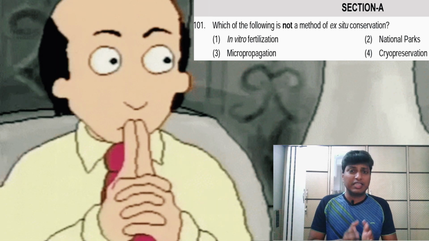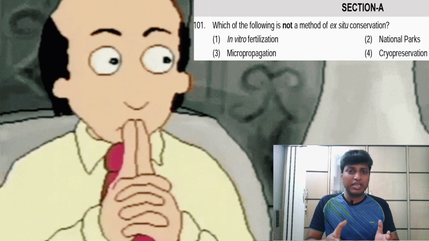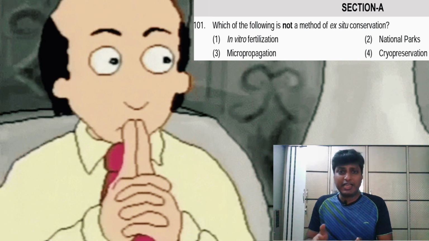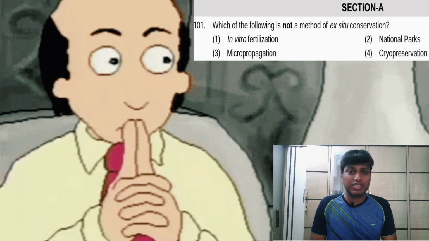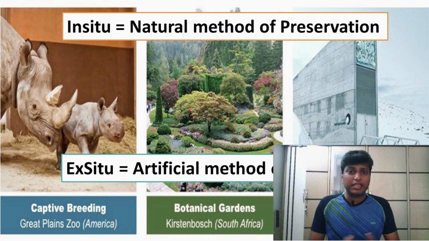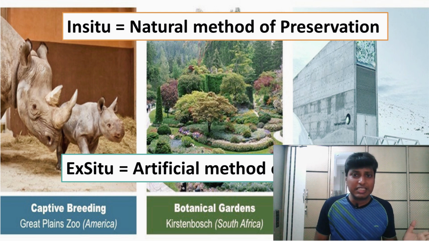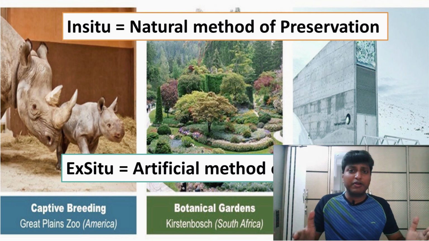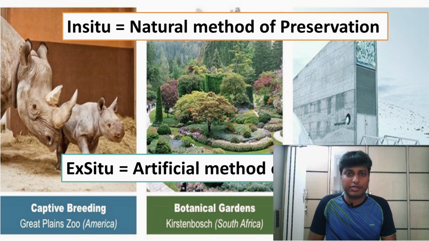Dear students, this is a very simple question because here you just have to understand the difference between in-situ and ex-situ. Mind me, the question is asking us which is not a method of ex-situ conservation. So let us understand. When we talk about the methods of preservation, there are two main methods: in-situ conservation and ex-situ conservation. What is the difference? It is very simple. Whenever we say in-situ, in-situ means natural methods of preservation.